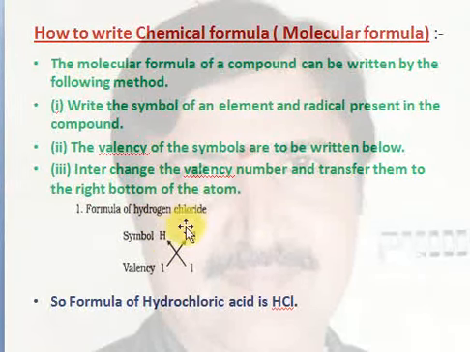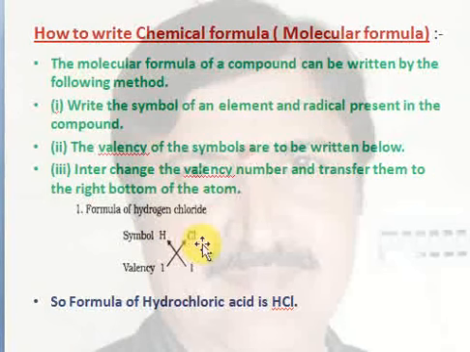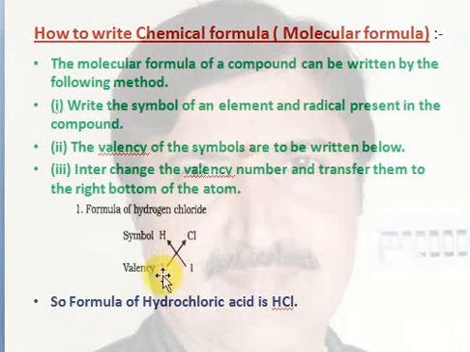hydrogen chloride. The chemical compound name is given here. Write the symbol of hydrogen, H. Chloride ends with Cl, radical Cl. So you have written H and Cl. Then write the valency of hydrogen below hydrogen, and the valency of chlorine below chlorine. Here the valency of hydrogen is 1, and the valency of chlorine is also 1.